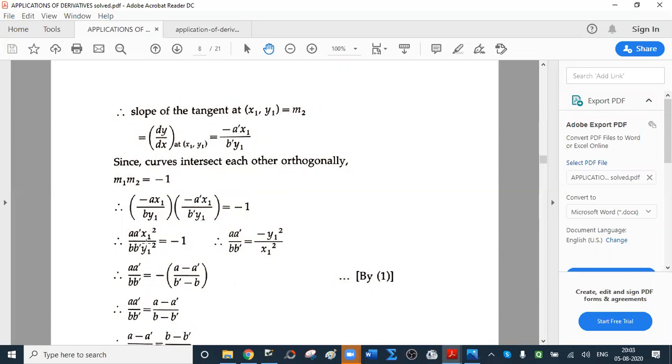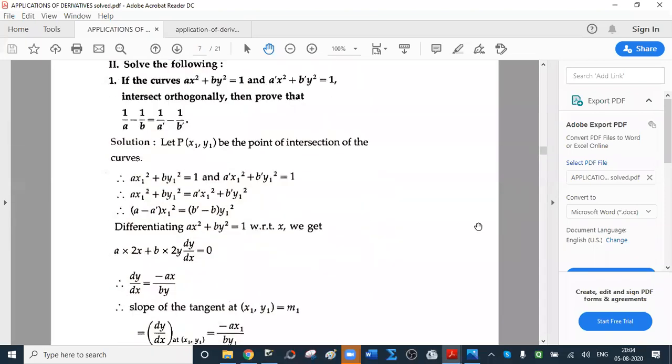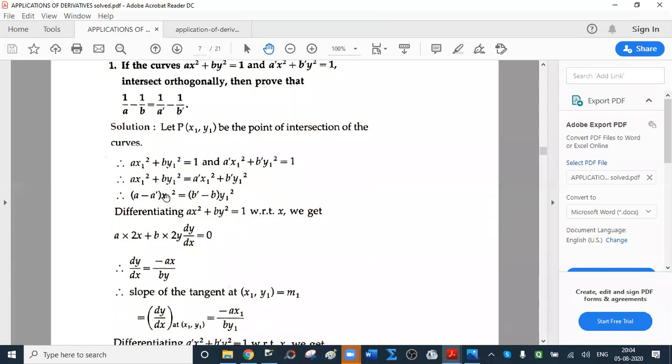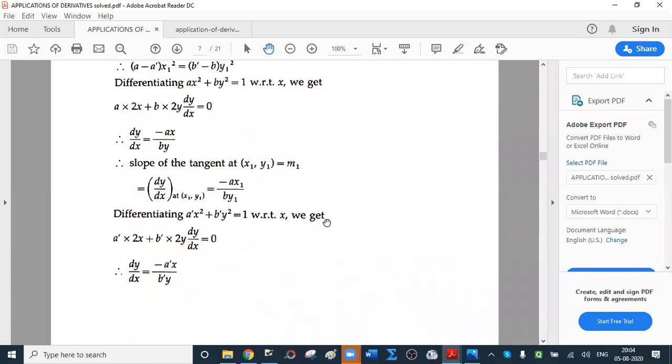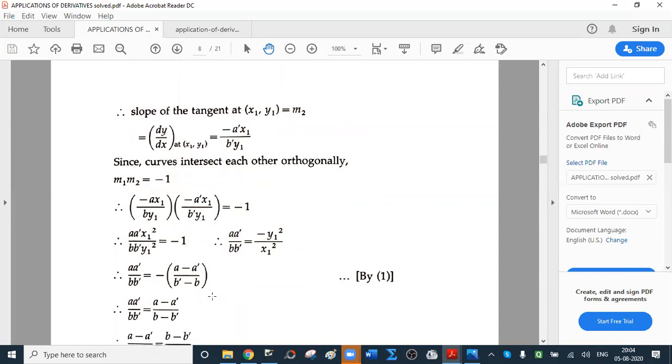So this into this is minus 1. That is a dash x1 square upon b b dash y1 square is minus 1. Rearrange the terms to get this. But from 1, what is 1? Let us see. This is 1. I should have written here 1. So from this, we obtain the value of minus y1 square upon x1 square, and we substitute that to get minus, in bracket, a minus a dash upon b dash minus b.